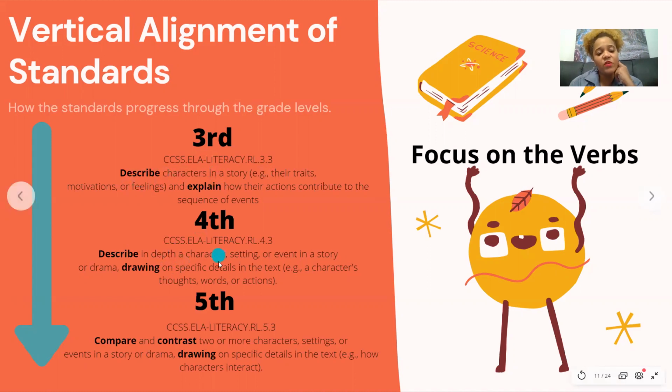And then fifth grade, we've taken our describe, and now we're moving towards compare and contrast. We still work on drawing on the specific details in the text, but we changed our rigor level from fourth grade to fifth grade, from describe to compare and contrast. Let's look at those two for a second, and I'm going to be quiet.